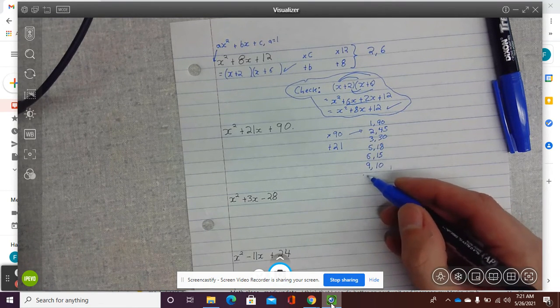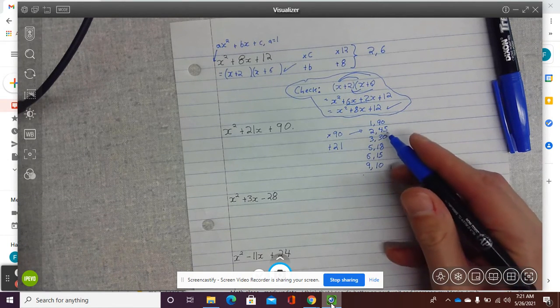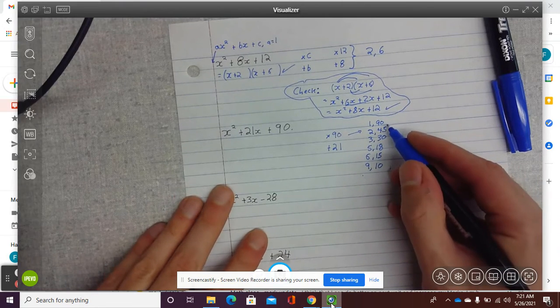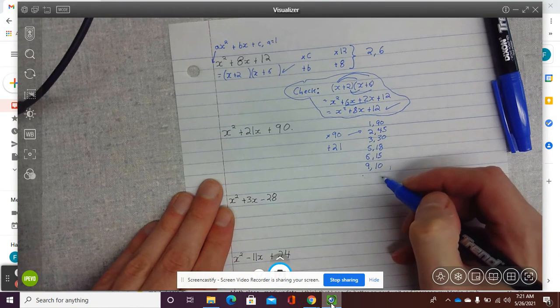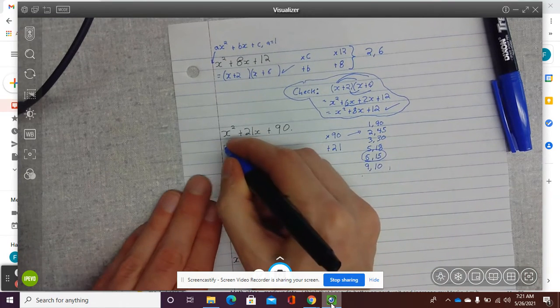So you've only got to go up to the square root. Once you start noticing that you're trying numbers that are bigger than what you already have written down, you can stop. And then only one of these pairs is going to add up to 21. So they all multiply to 90, but only 6 and 15 add to 21.